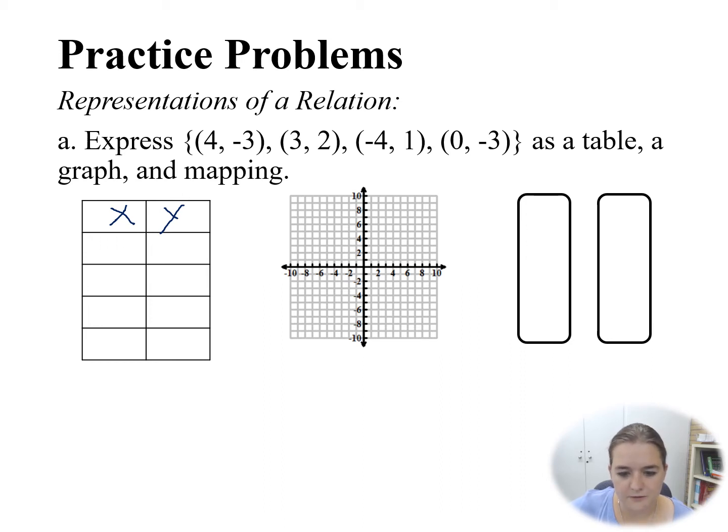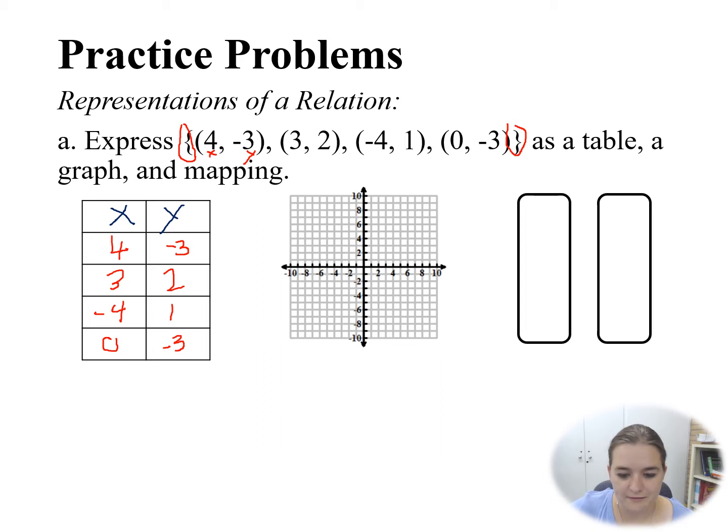So if I'm looking at that first ordered pair, I always see my x value first and my y value second. So my first ordered pair looks like 4, -3. Same thing for the next one. I get 3, 2. Next ordered pair, -4, 1, and 0, -3. I can express this relation. So this here is my brace. I can express the relation within those braces as a table by pulling out my x values and partnering them with the appropriate y value.